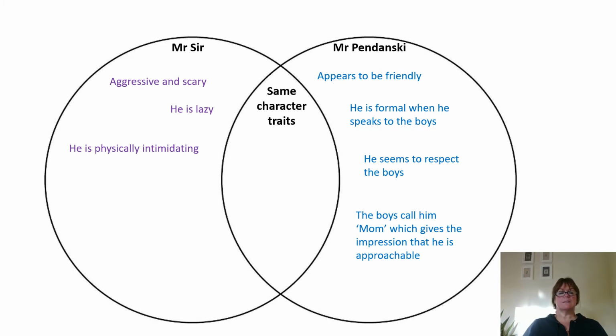He's physically intimidating. What does the word intimidating mean? If you want to pause and have a look at that word, that's absolutely fine. But if we look at the physical description of Mr. Sir, he's got tattoos. Those can be very, very intimidating. The way he looks, his hat. He has a gun as well, so he's quite scary to look at.